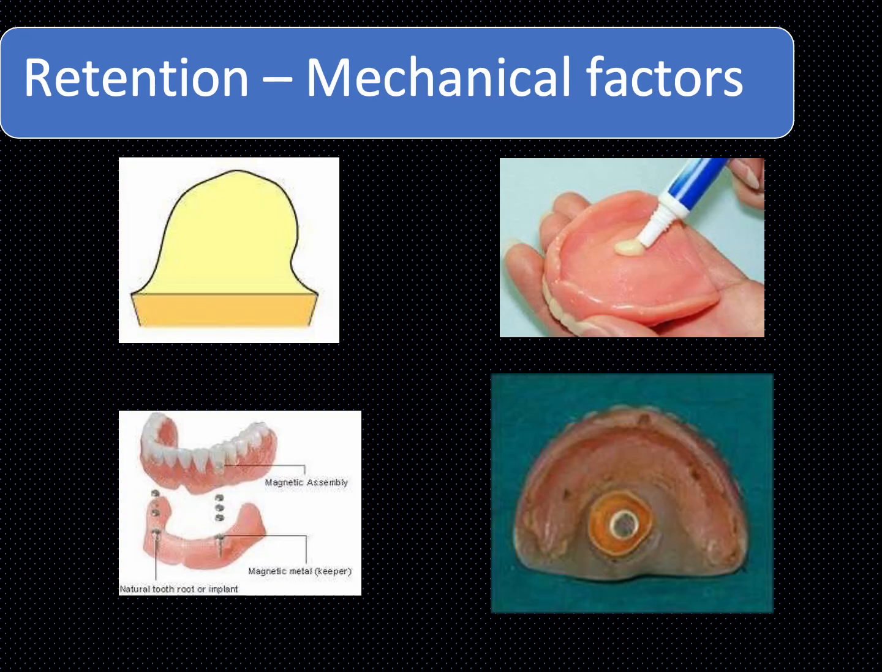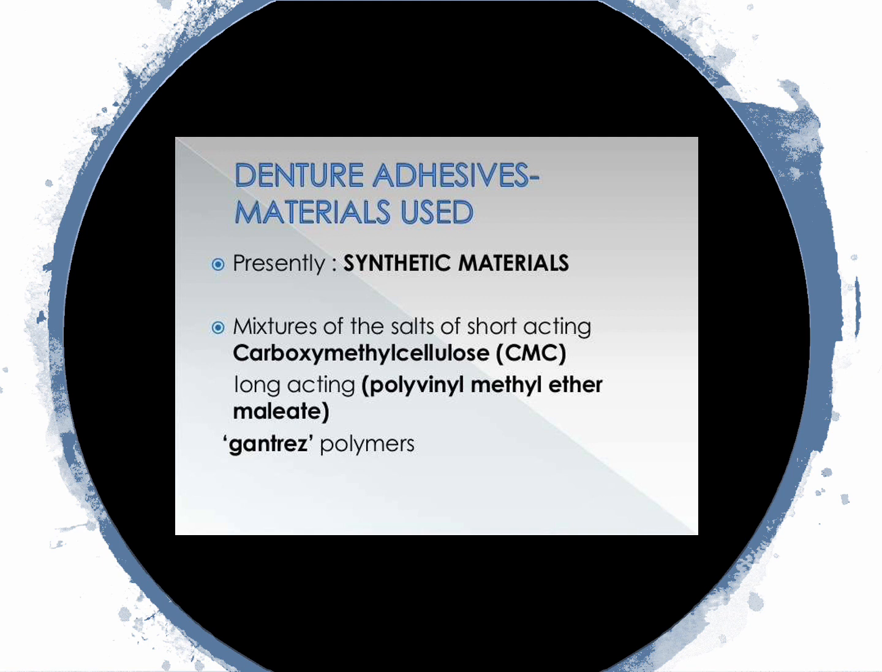Retention can also be increased by means of mechanical factors such as an anatomic undercut, or with the help of implant supported overdentures, or with the help of denture adhesives, which are biocompatible chemicals which are used for increasing retention. And this picture which shows a suction cup is no more used nowadays because of the development of inflammatory papillary hyperplasia, but in previous years it was used as one of the mechanical modes of retention.